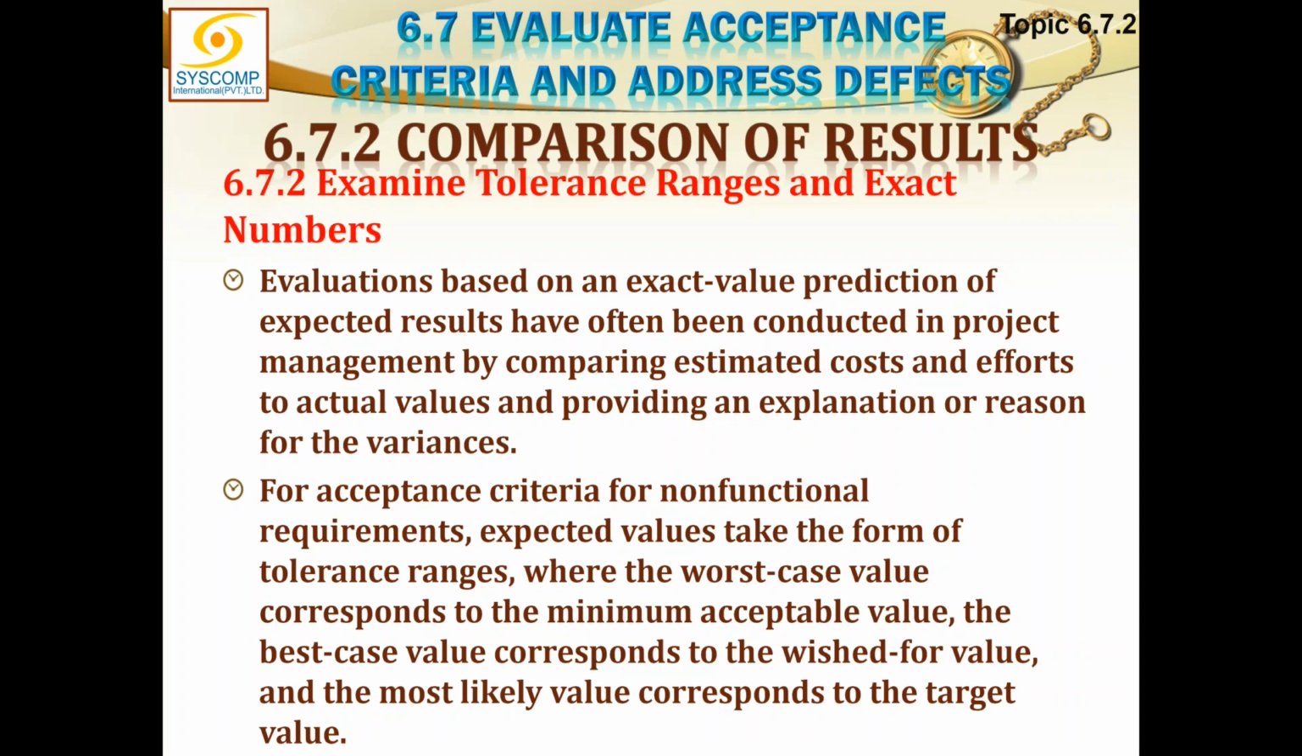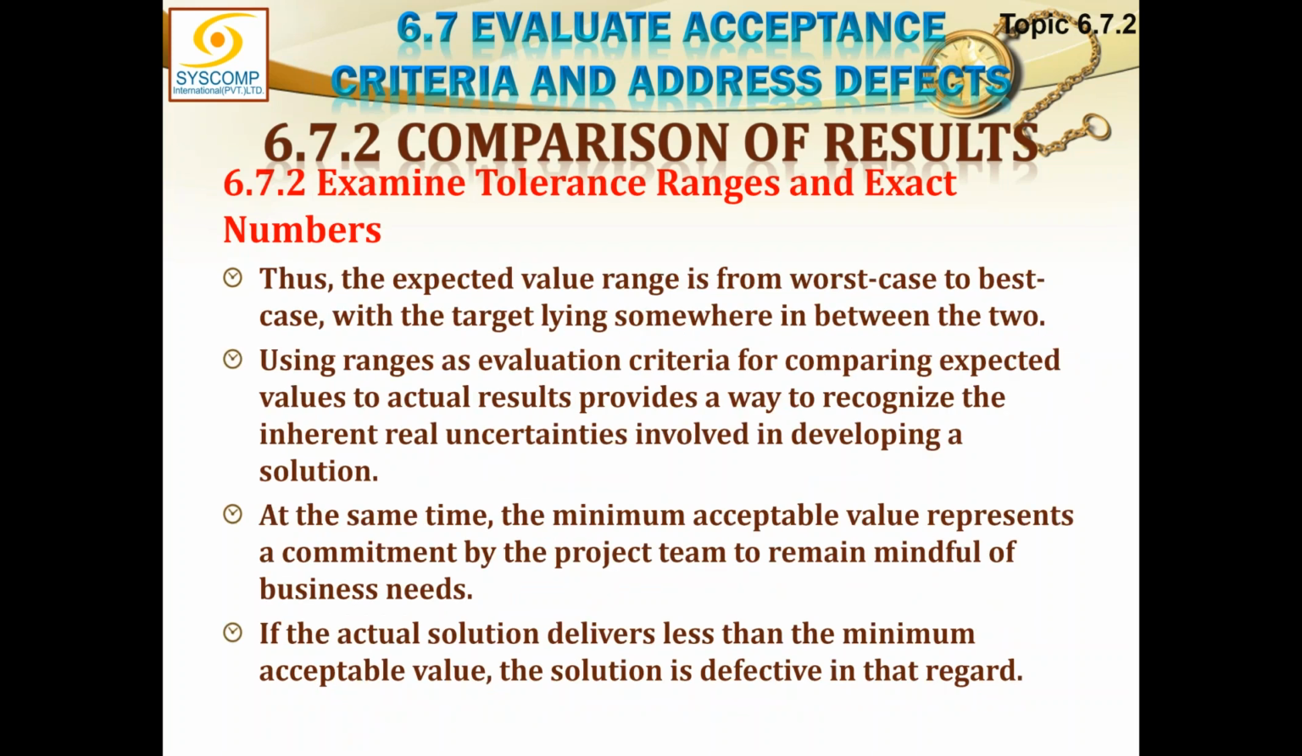Number 2 is examine tolerance ranges and exact numbers. Evaluations based on an exact value prediction of expected results have often been conducted in project management by comparing estimated costs and efforts to actual values and providing an explanation or reason for the variances. For acceptance criteria for non-functional requirements, expected values take the form of a tolerance range, where the worst case value corresponds to the minimum acceptable value, the best case value corresponds to the wished-for value, and the most likely value corresponds to the target value. Thus, the expected value range is from worst case to best case, with the target lying somewhere in between.